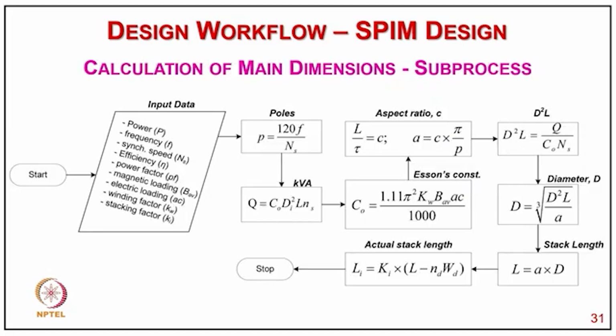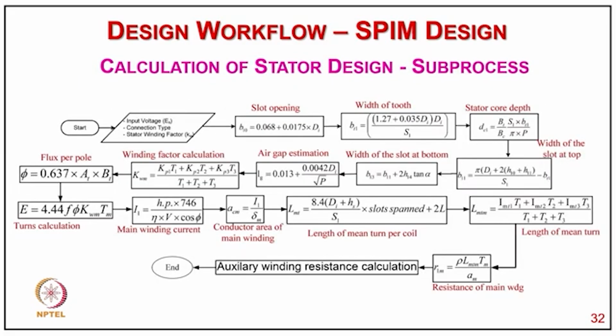Similarly, for calculation of main dimensions, starting again from main data like power, frequency, synchronous speed, efficiency, power factor, magnetic loading, electrical loading, winding factor and stacking factor. So calculate the pole pitch from 120f by P, then the aspect ratio L upon tau equal to some constant, then C0 into pi by P, then D square L from the output equation, then calculation of D from the aspect ratio, and then calculate L, and then calculate Li from the stacking factor and the number of ducts, and then stop. So this is about the calculation of main dimensions, I mean, how we can use the computer for a typical design process.